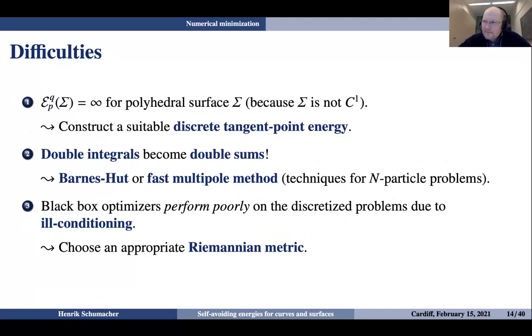For example, I told you that if the energy of a surface is finite, then the surface has regularity C^{1,α}, especially C^1, but polyhedral surfaces don't have C^1 regularity. So if we really want to use polyhedral surfaces, and I do because they are easy to handle practically, then the tangent point energy is always infinite. So one has to sort of make up a discrete tangent point energy that does a reasonable thing.